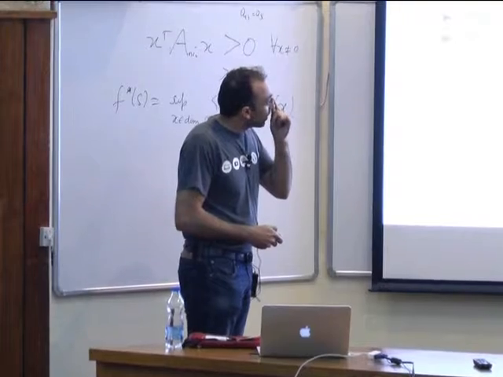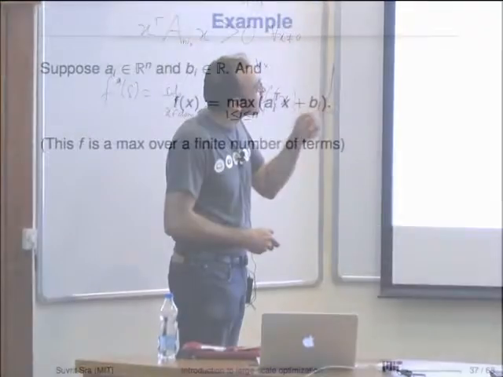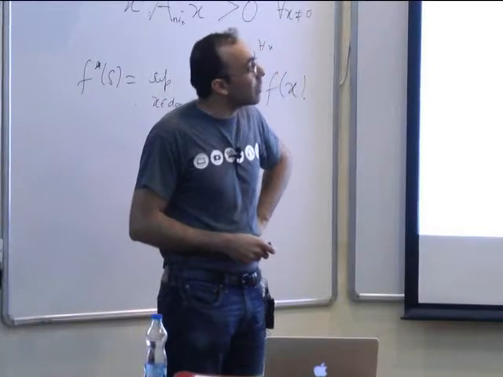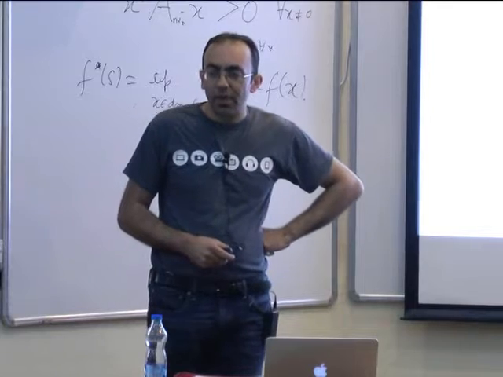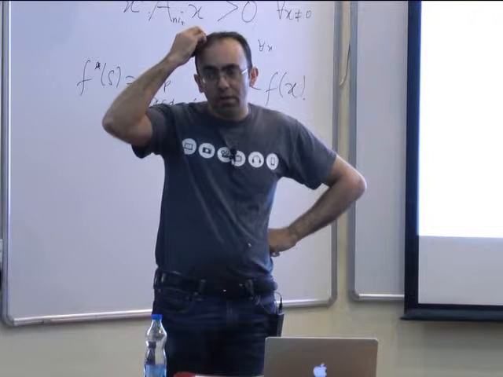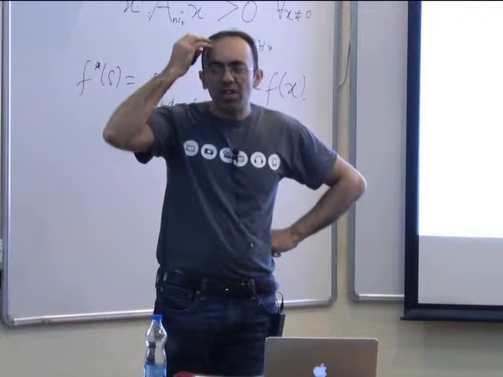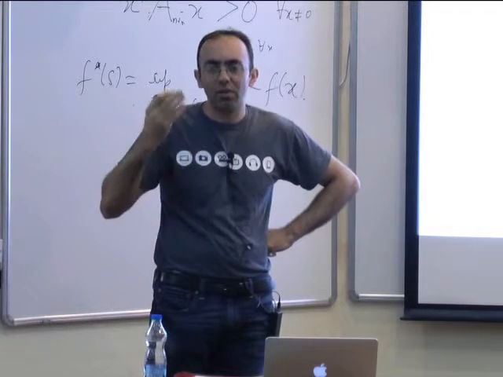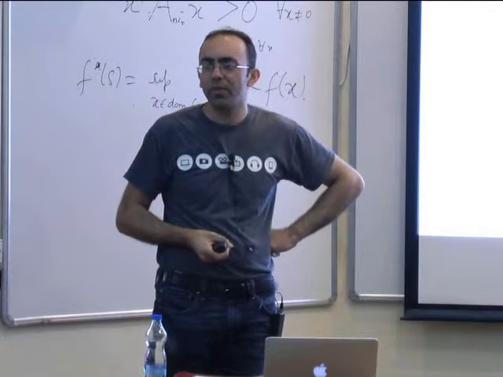So let's just do a concrete example of that. Suppose f is defined as a maximum over a finite number of affine linear functions. How do you want to pull out a subgradient? This is pretty close to the hinge loss type of thing, where you want to compute a subgradient because you're trying to do optimization. How would you do it?